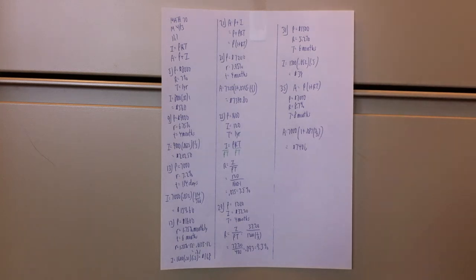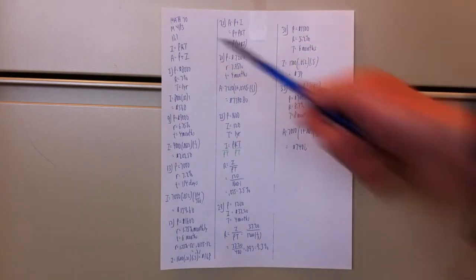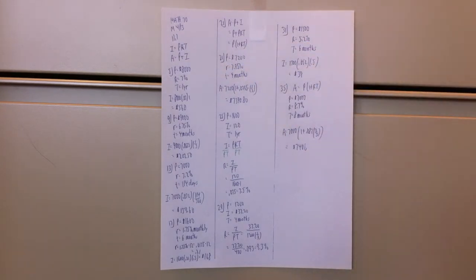This is Malham's Math 70 for Monday, April the 13th, section 11.1. Chapter 11 is dealing with financial math. We're only getting a brief taste of it. If you want more financial math, then a good course would be Math 75, Math Analysis for Business, or perhaps a course in the business department.